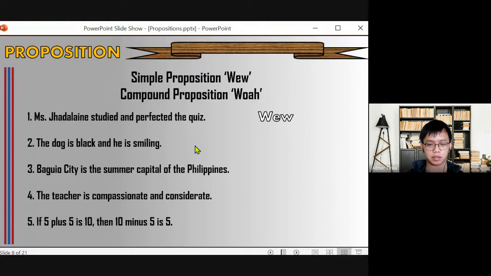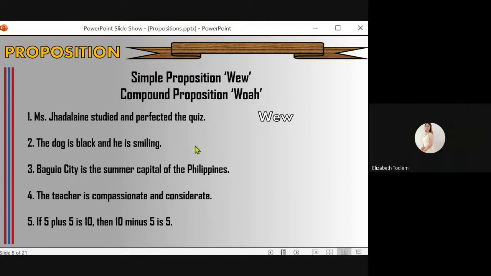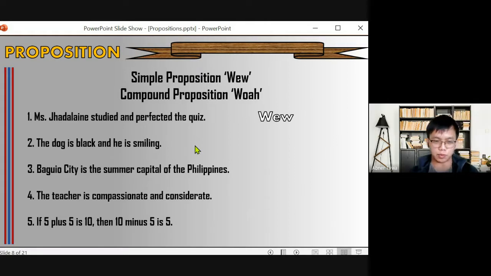Yes, Elizabeth? Okay, very good. So that is a compound proposition. The first sub-proposition is the dog is black, and the second one is he is smiling. So our connective here is and.